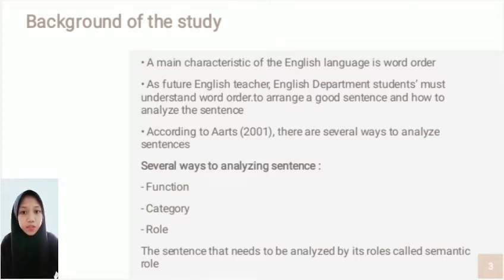Yang kedua, as future English teacher, English department students must understand word order to arrange a good sentence and how to analyze the sentence. Number 3, according to Arts, there are several ways to analyze sentence. Next, several ways to analyzing sentence, yaitu ada 3. Number 1, function, and category, and next, role. The sentence that needs to be analyzed by its roles called semantic role.